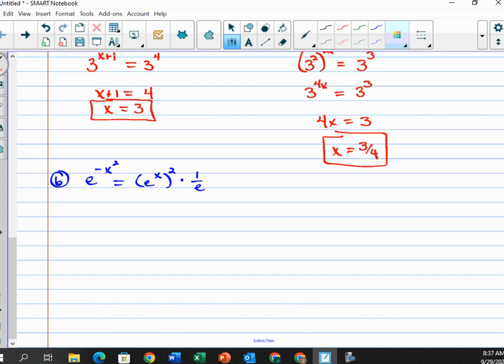So the left side I'm going to leave as e to the negative x squared. Okay, e to the x squared, what is that really saying? e to the 2x, yes. Okay, and how could I rewrite 1 over e? You get a -1. Yes. We're off to a good start, guys.